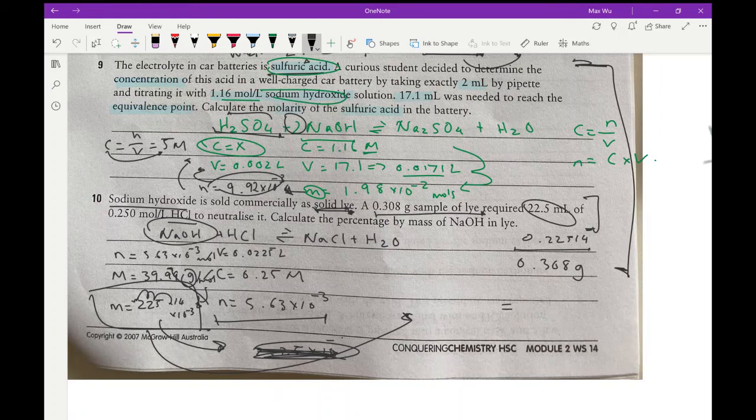So that'll be 0.22514 divided by 0.368, and you get something like 61%. Oh, no, it will be like 0.61, but you need to multiply it by 100. You guys know this to get a percentage, and that will be 61% of sodium hydroxide by mass inside lye.